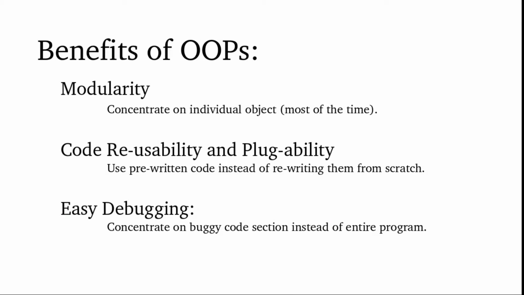Benefits of OOPS. Let us talk about some of its benefits now. Modularity. You can now independently write and maintain source code for an object. Once an object is created, you can pass it around the software that you are creating.